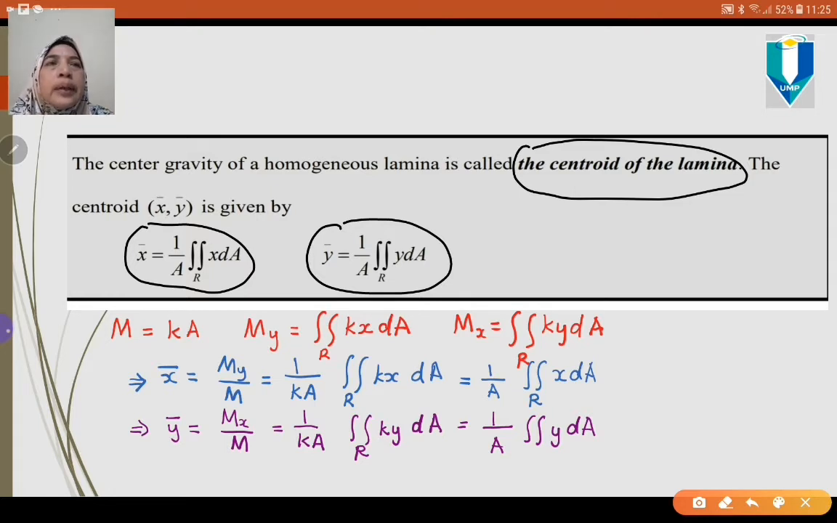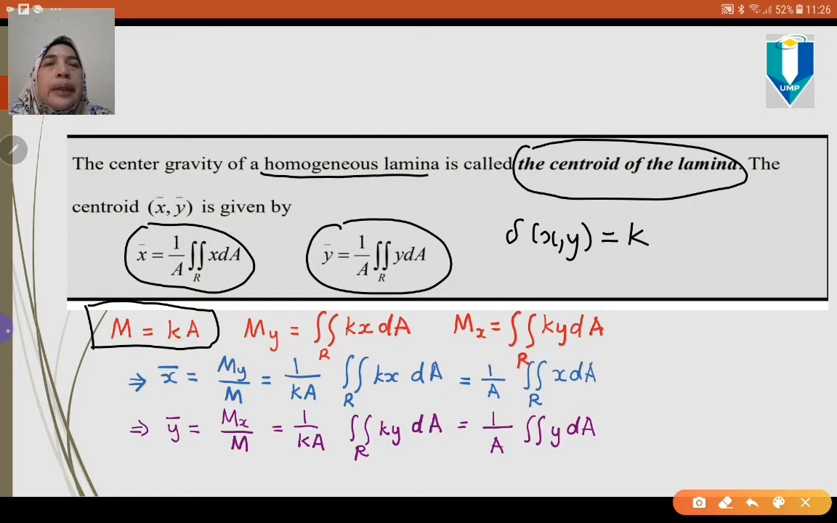Now, when the lamina is homogeneous, we know that the density function of that lamina, delta xy, is equivalent to k, where k is just a constant. So when you want to find the centroid, when you want to find the center of gravity of that lamina, you need to find the mass. So this is the formula of the mass for this homogeneous lamina.